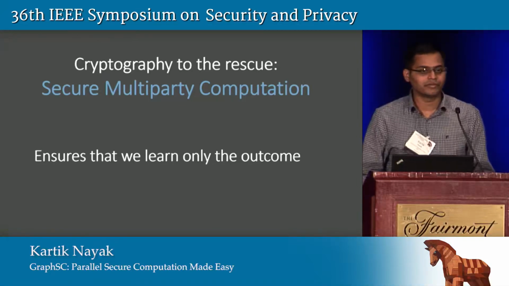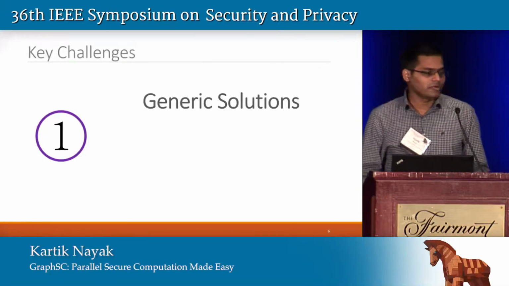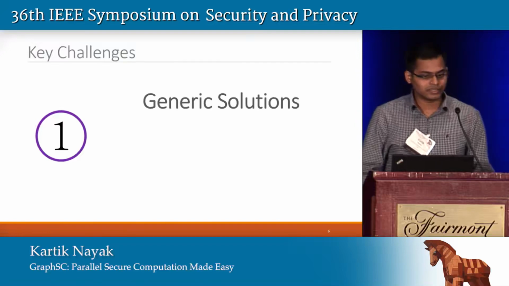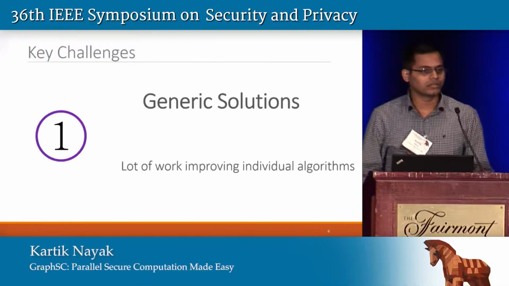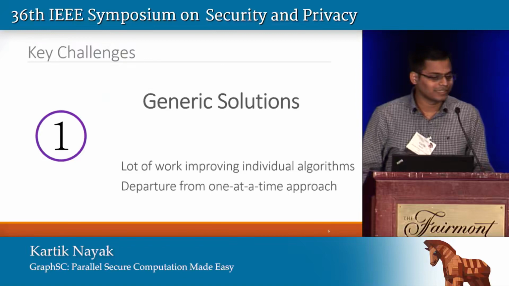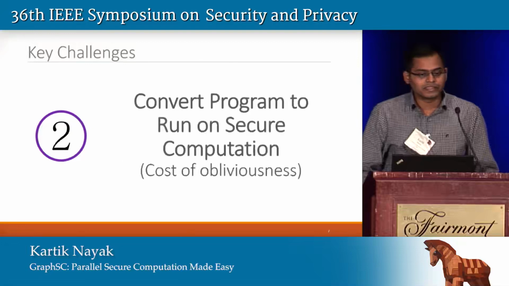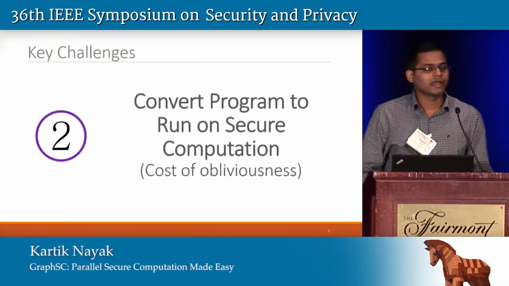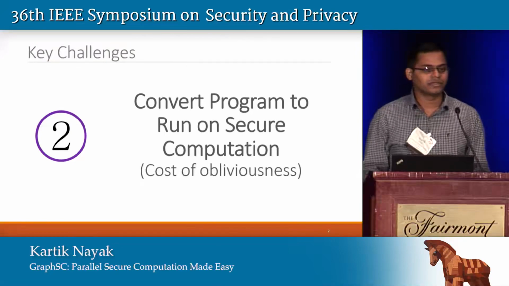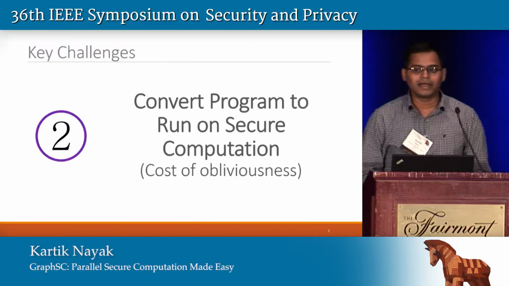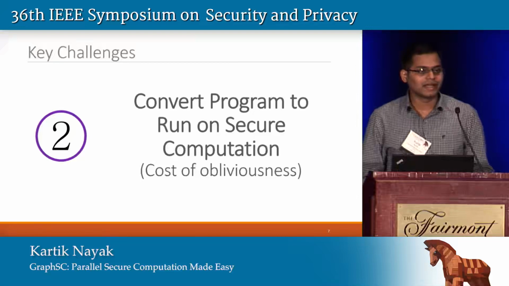So if we have to use secure computation in this scenario, here are some of the key challenges we face. One, we may want to run a large number of algorithms on our data, and almost all the work that has happened until now has been on improving individual algorithms. So it is necessary for us to depart from this one-at-a-time approach and offer generic solutions. Second, if we have to use secure computation here, we have to convert a program to be able to run on secure computation. And what this means is that you need to convert your program into an oblivious program. And there is a certain cost associated with doing this. And we want this blow-up to be as small as possible.